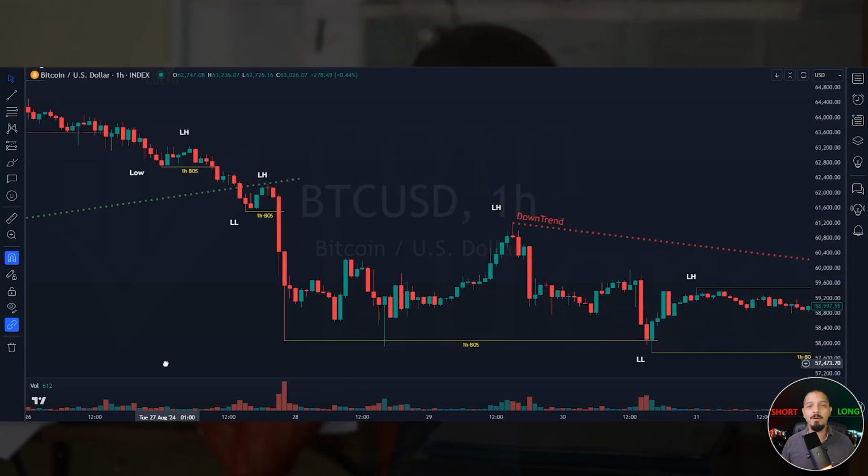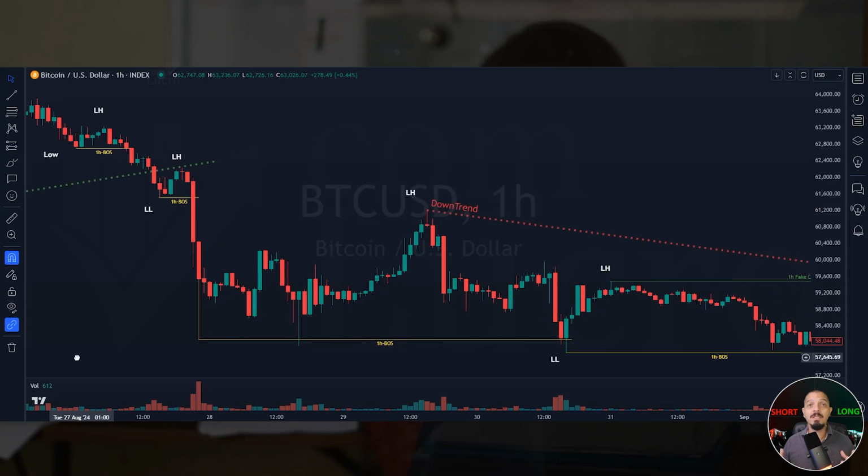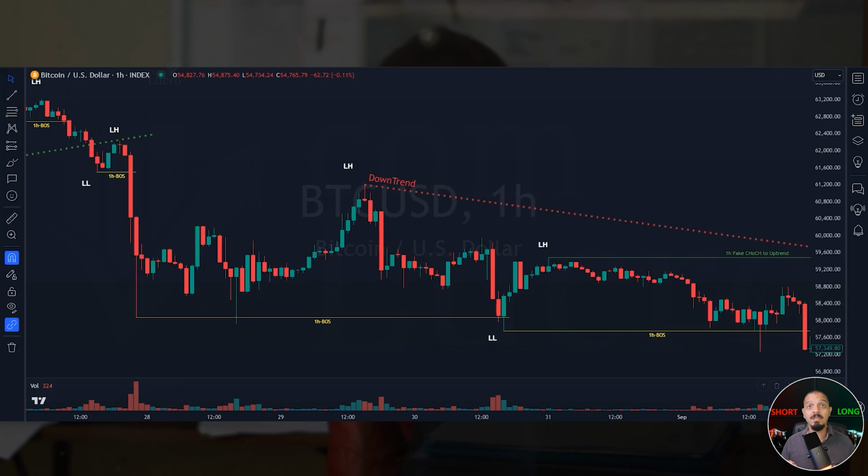Now let's look at the opposite scenario. When the market is trending down, in a downtrend, we see lower highs and lower lows.